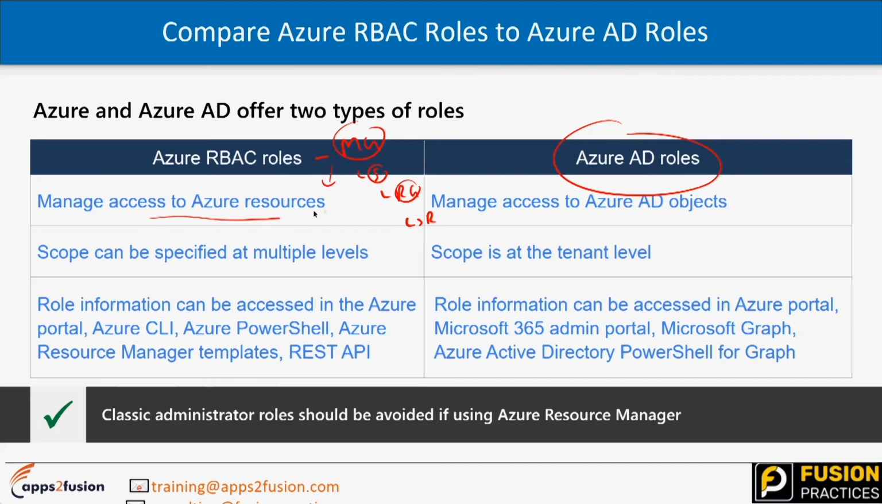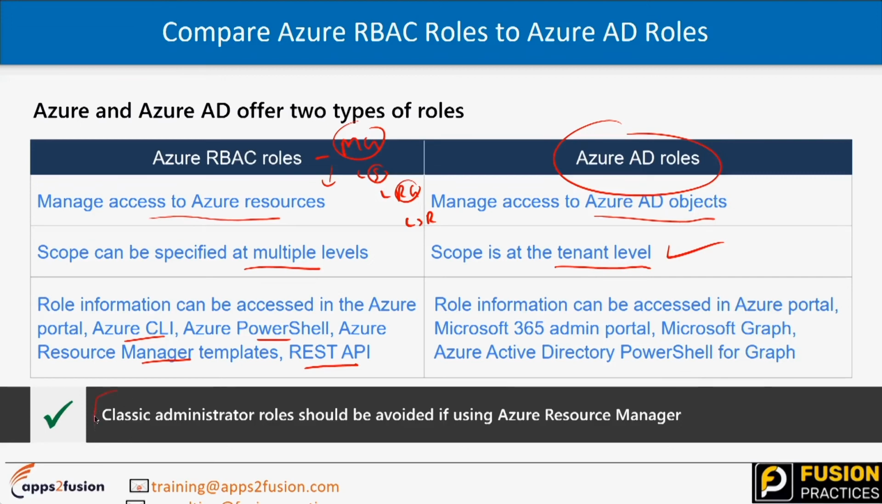Azure RBAC manages access to Azure resources, while Azure AD roles manage access to Azure AD objects. Scope for RBAC can be specified at multiple levels: management group, subscription, resource group, and resource. For Azure AD roles, scope is at the tenant level. So it is only at the tenant level, and everything is assigned at the same level. You can access information using CLI, PowerShell, ARM templates, Azure Resource Manager templates, or REST APIs. For Azure AD roles you have more or less similar options, but you also have the M365 portal, Microsoft Graph, and Azure Active Directory PowerShell for Graph. So you have all of these options available to you.